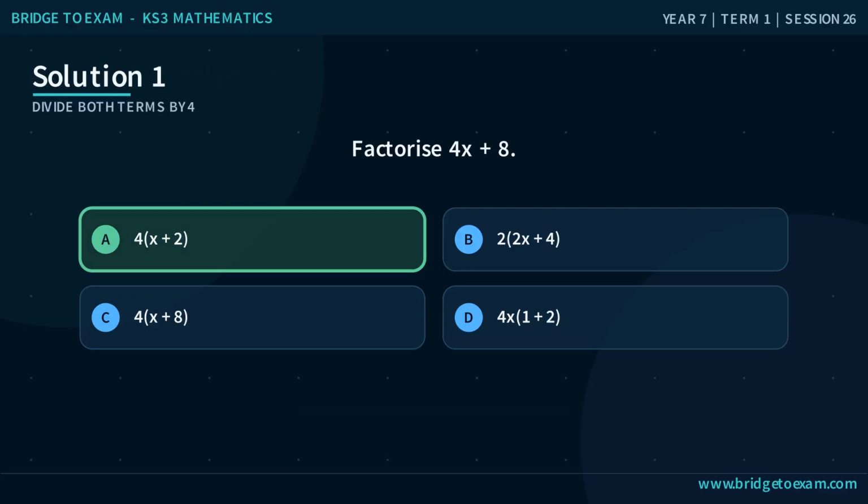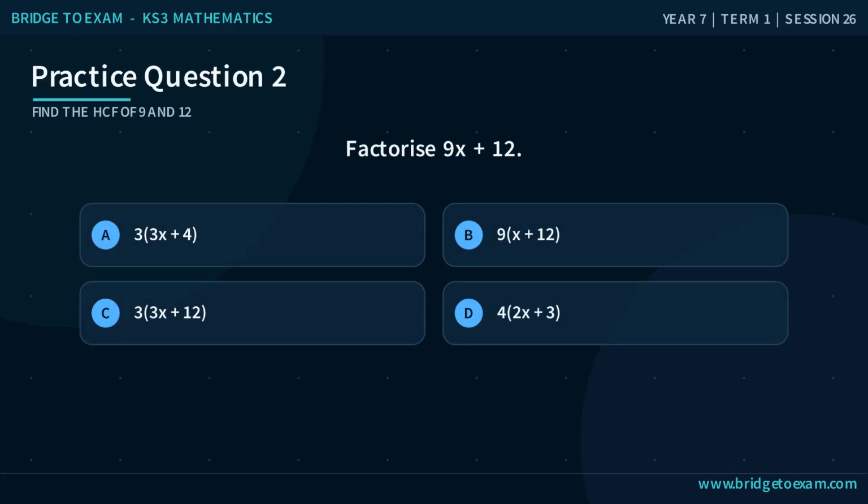Option A is correct. The HCF of 4 and 8 is 4. Dividing each term by 4 gives x and 2, so 4x plus 8 equals 4 times the quantity x plus 2. Practice question 2. Factorize 9x plus 12.